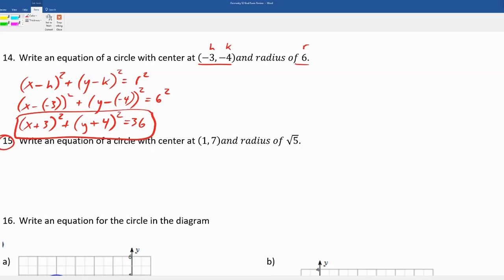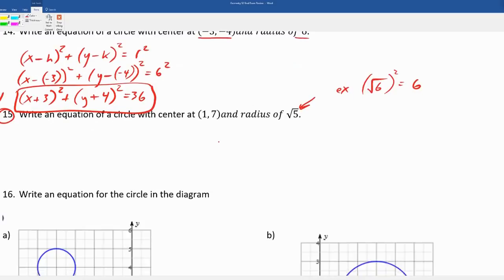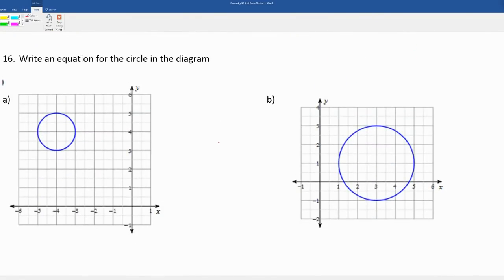Number 15 is a good one, definitely for you. Just remember when you square a radical, for example, if I was to square the square root of 6, it would just give me 6. So don't freak out because they give you a radical for a radius. Don't freak out. All right, so number 16.